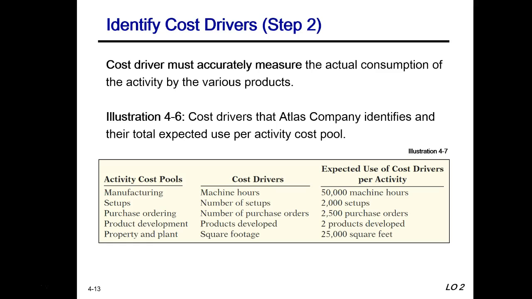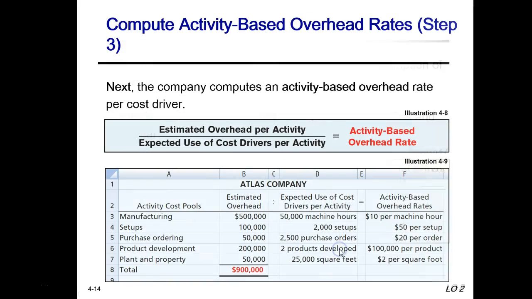Setups, number of setups; purchase ordering, number of purchase orders; product development, which products get developed; property and plant would be square footage. Then we estimate what we think the use of those specific cost drivers is going to be. As you see here, with machine hours, 50,000 machine hours, 2,000 setups for the setup pool. Purchase orders, we anticipate 2,500 purchase orders. Product development, we're breaking that down into two products. And then the square footage, 2,500 square feet.